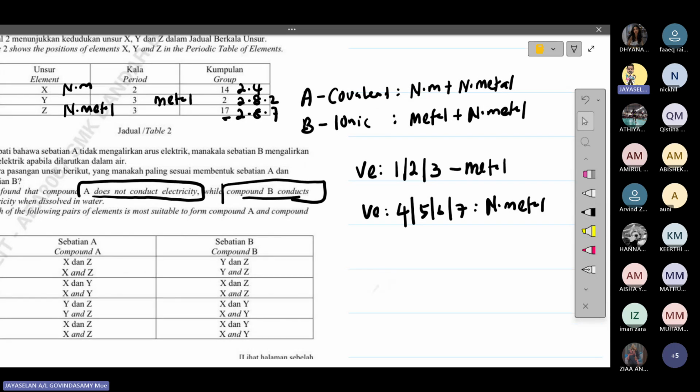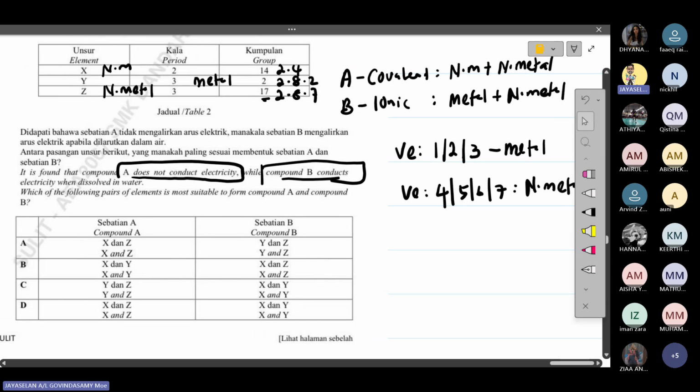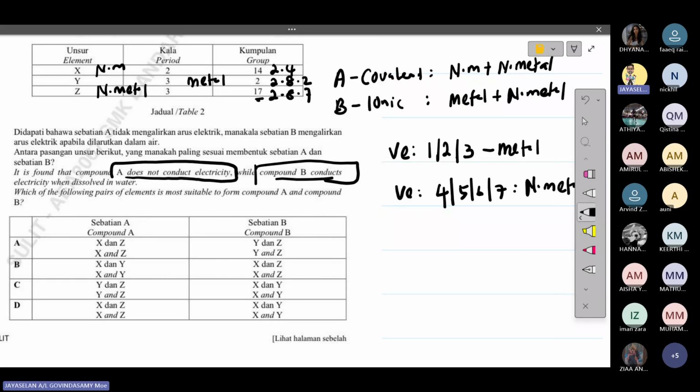Compound A is a covalent compound, right? So you all check compound A, which one is compound A. Compound A, X and Z. So X and Z. Compound A is non-metal, right? Compound B is an ionic compound, right? Metal plus non-metal, right? So it should be Y, Z. So Y is metal, Z is non-metal.